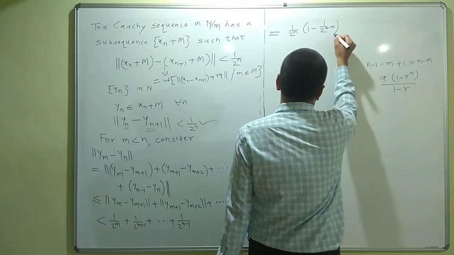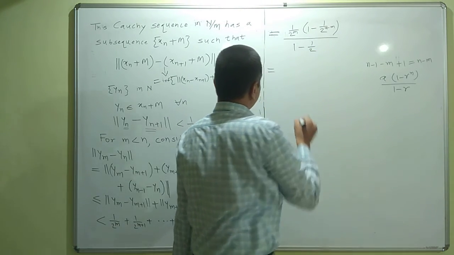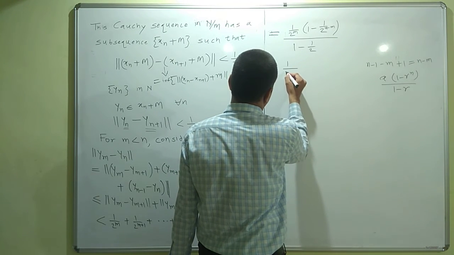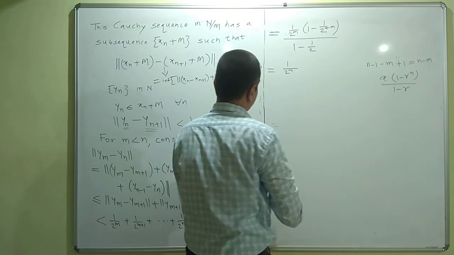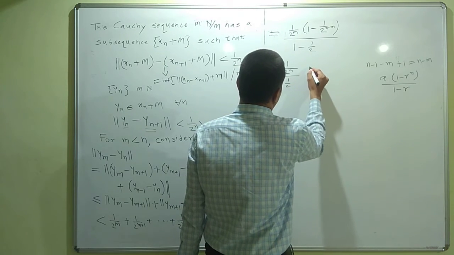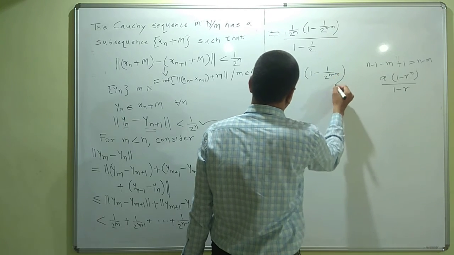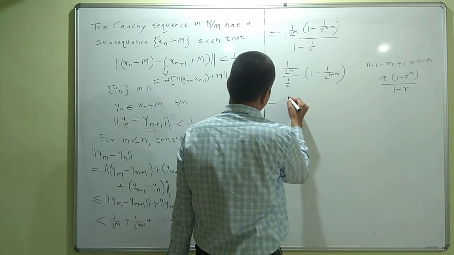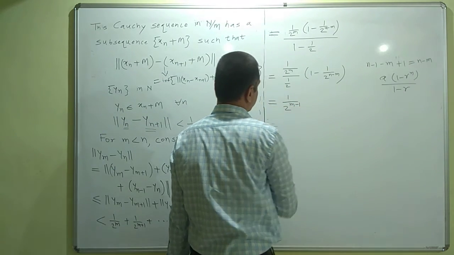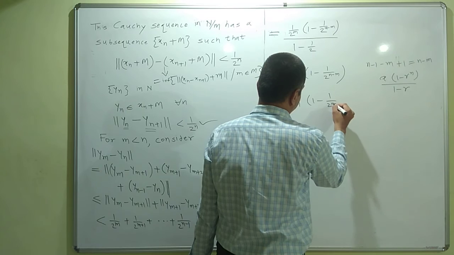and 1 minus r, where the common ratio is 1 by 2. So this is equal to 1 upon 2 raised to m upon 1 upon 2, and let me keep the expression as it is, 1 minus 2 raised to n minus m. So this is equal to 1 upon 2 raised to m minus 1, times 1 minus 2 raised to n minus m.